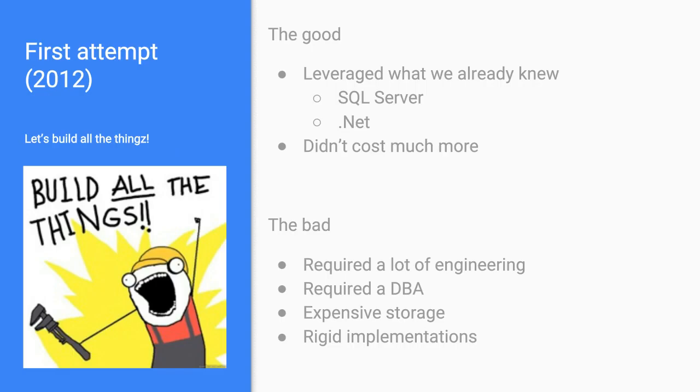So our first attempt, back in 2012, we were a .NET shop. We were a Microsoft SQL shop. And we said, yeah, we can use SSAS. We can build all the things. We were leveraging technology that we were already used to and already licensed. Some of the negatives were that it required a lot of engineering. It required us to have a DBA to manage creation of indices and make sure our data was shaped right. There was a lot of build out of fact and dimension stuff, and the storage was pretty expensive.